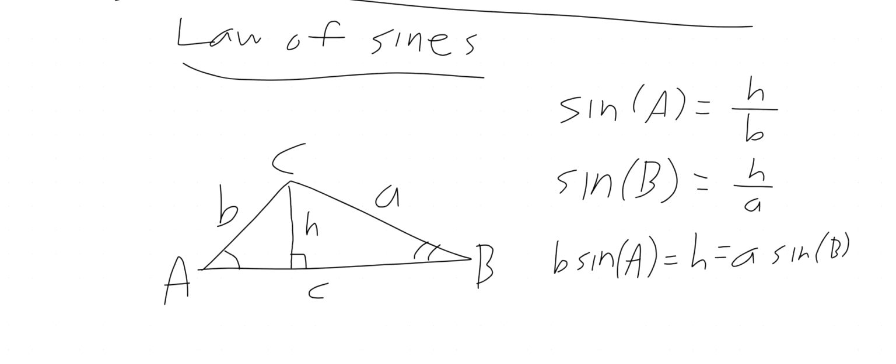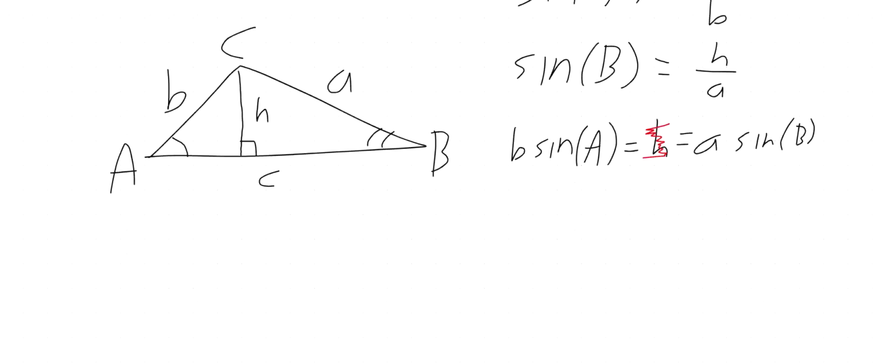So what we can do now is ignore that h. And now we have a nice equation with just our a's and b's. So let's get the a's and b's on the same side. There's two ways to do that. One, I could divide the a and the b over. So I would get this.